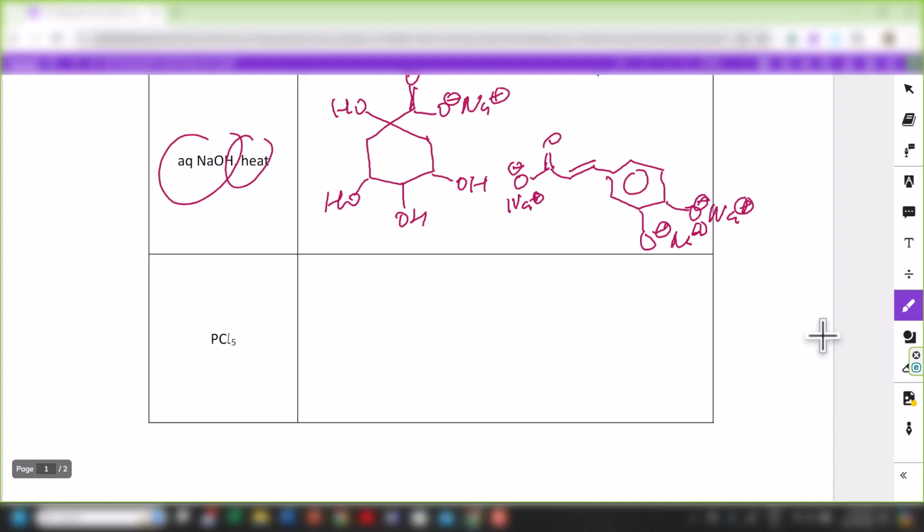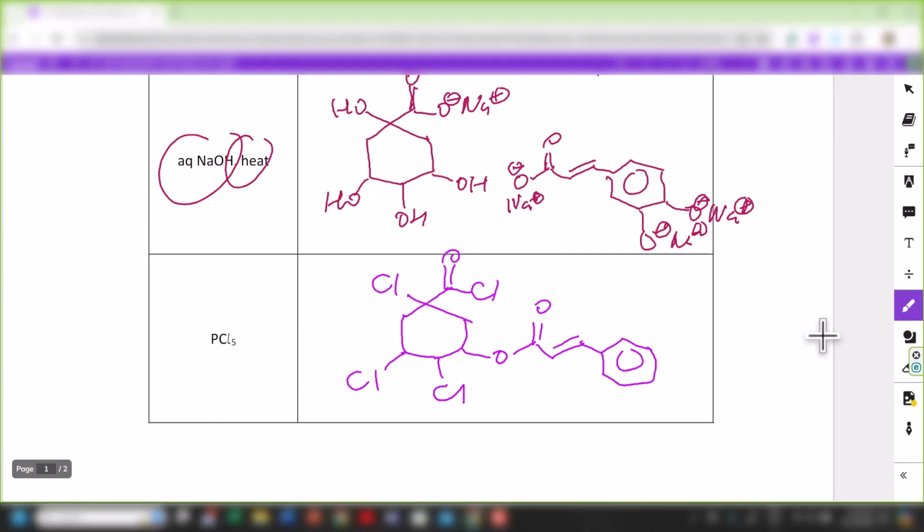Okay, so I'm just going to draw it out again very quickly. Okay, so this becomes the Cl, this becomes the Cl, this becomes the Cl, then the acyl chloride is formed, so Cl over here, and then I'm going to keep the ester, okay, and then the phenolic OH will remain as phenolic OH. Okay, yep, that's about it.